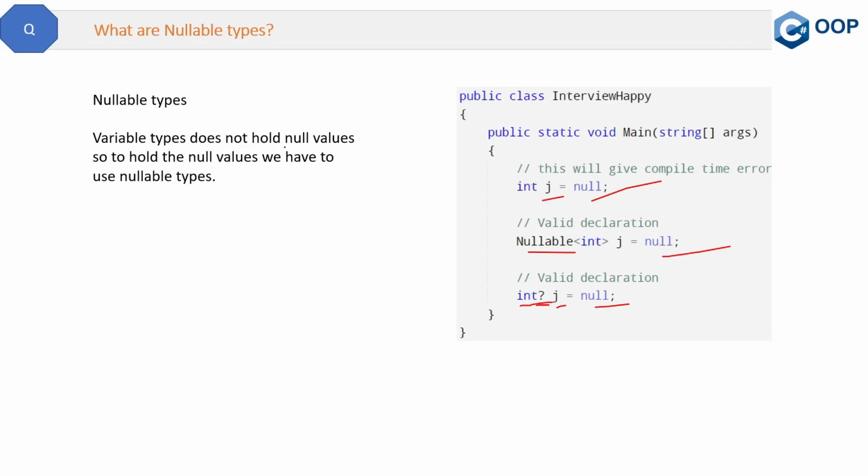So this is the definition. Value types do not hold null values. So to hold null values, we have to use nullable types.